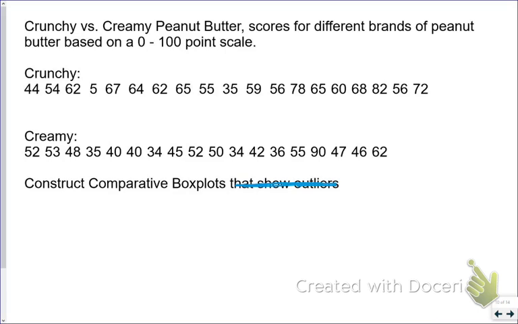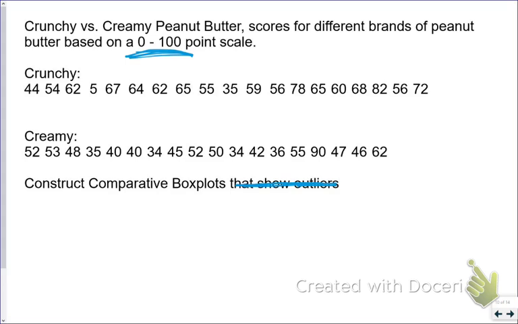I thought the 0 to 100 was kind of a broad range to score peanut butter. I don't know how they did that. I would be very stressed voting on that scale. Maybe they had some kind of criteria. I don't know. But anyways, type all the numbers into a data set, into a spreadsheet.